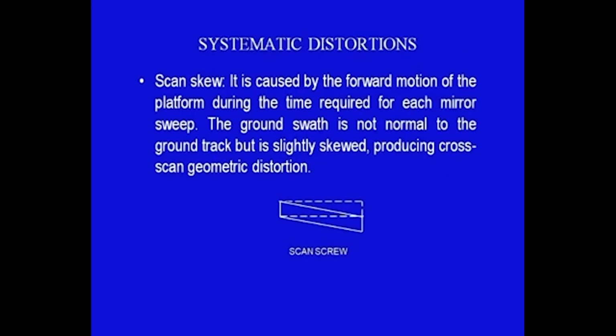First is systematic errors. In systematic errors, first let us look at scan skew. It is caused by the forward motion of the platform during the time required for each mirror sweep. The ground swath is not normal to the ground track, but it is slightly skewed, producing cross scan geometric distortion. The figure below conceptualizes the scan skew distortion.